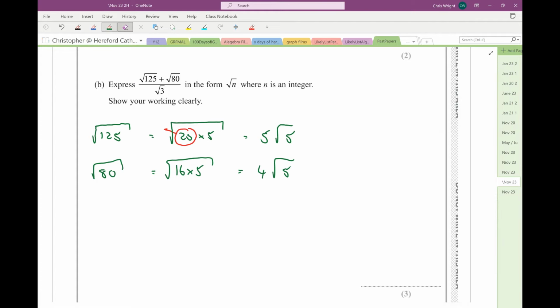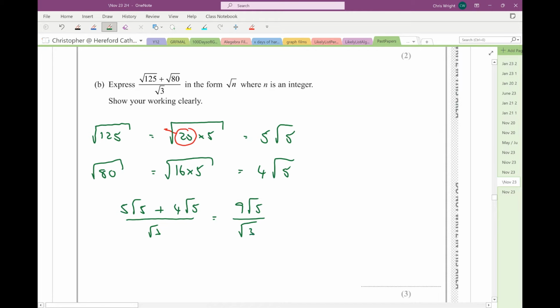I've got root 125, which is equal to 5 root 5, plus square root of 80, which is equal to 4 root 5, all over root 3. Well, at the top there, 5 root 5 plus 4 root 5 is 9 root 5. That's all over the square root of 3. Looking good so far. But I need to express this in the form the square root of n, where n is an integer. So I haven't managed that yet.